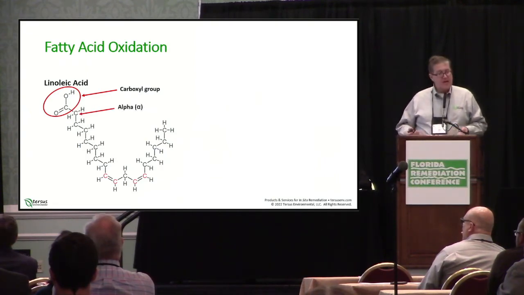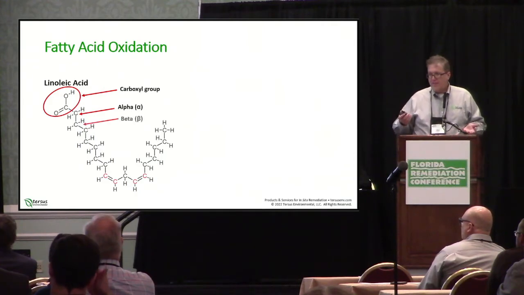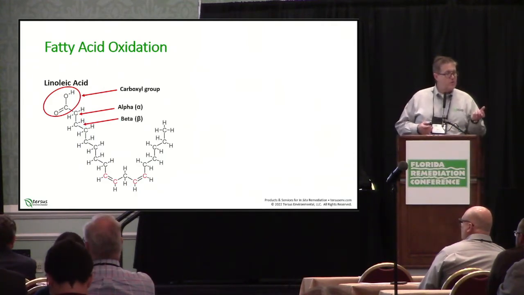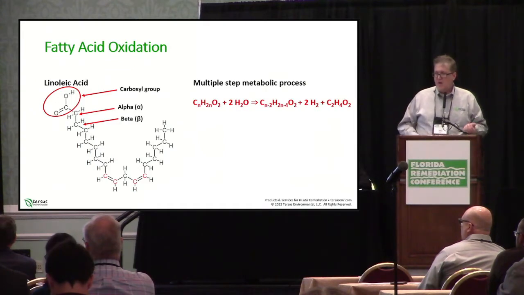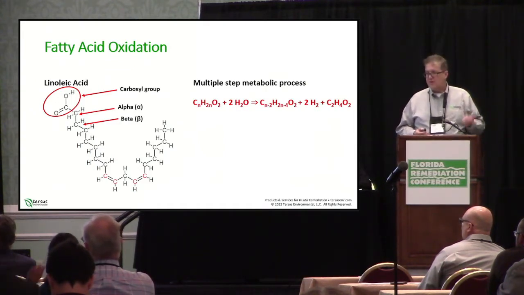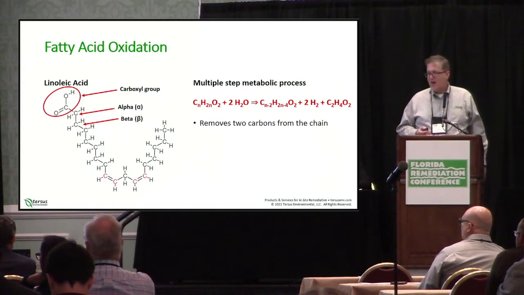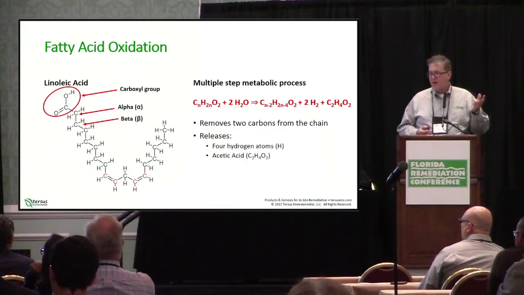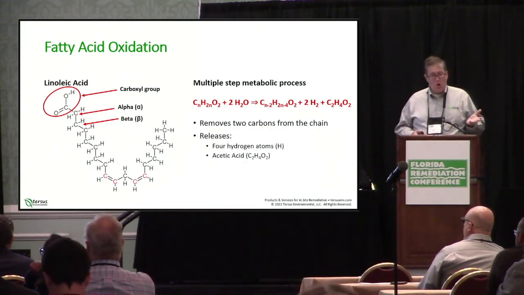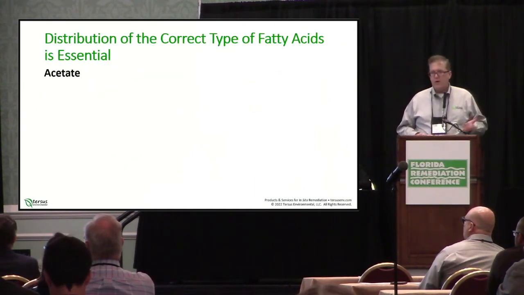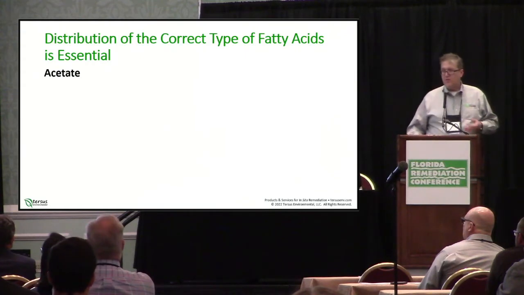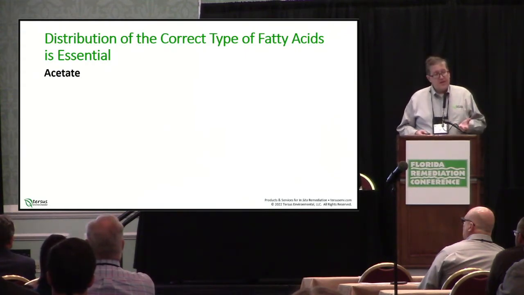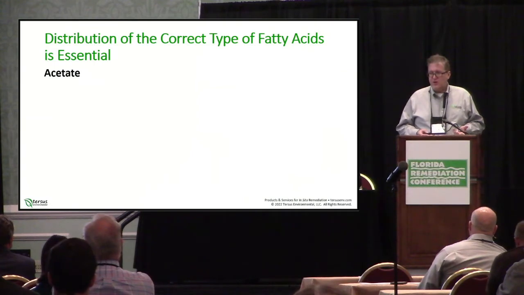And so the next carbon is the alpha, and then the next carbon is known as the beta. And that's where we have this beta oxidation coming in, because this is going to be a multi-step, two-step process. We're going to remove 2 carbons from the chain, hence beta, and we're going to release 4 hydrogens and a mole of acetic acid. And why is that important? Well, acetic acid is essential for fermentation and the reductive dechlorination to occur.